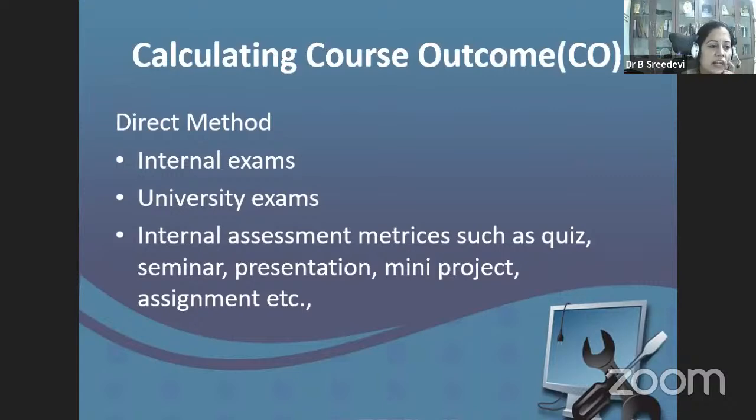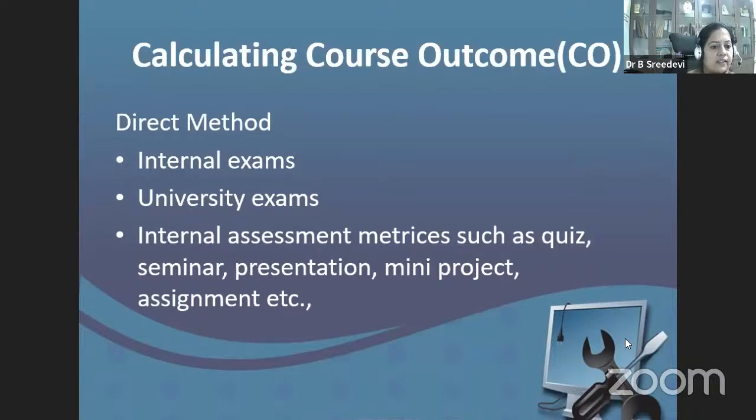In the direct method, we have internal exams, which we call cumulative assessment tests, CAT 1, 2, 3, or unit test 1, 2, 3. According to your institution, they are categorized as internal exams. Then university exams, which take the maximum weightage.